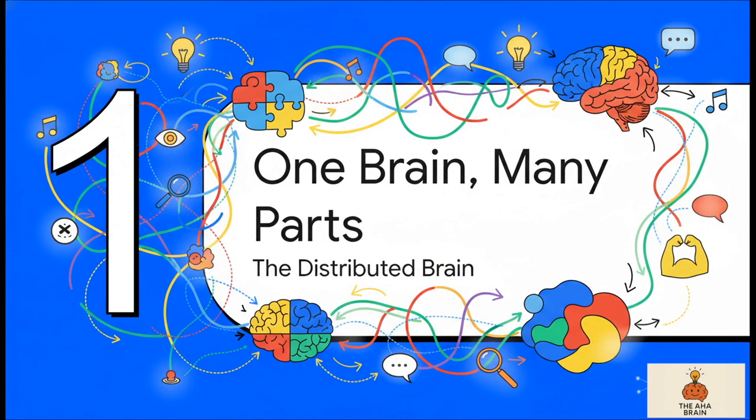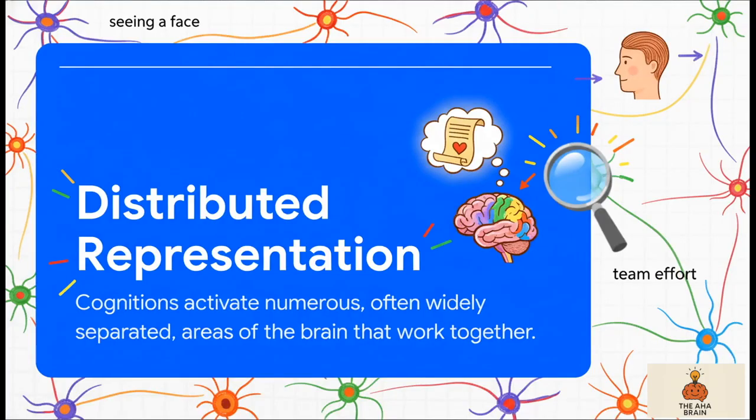Okay, so section 1. To even start to answer that question about seeing a face, we have to get our heads around a really fundamental idea in neuroscience today. The old way of thinking, that there's one little spot in the brain for memory and another for vision, well, that idea is kind of getting thrown out the window. Instead, we've got this concept called distributed representation.